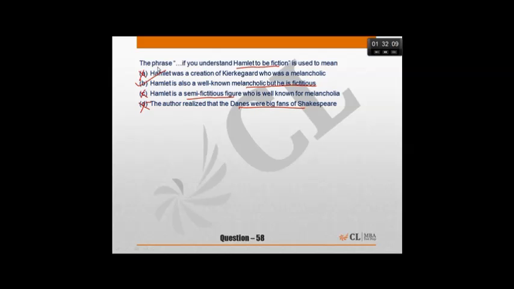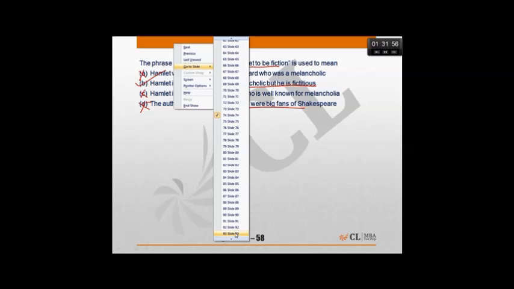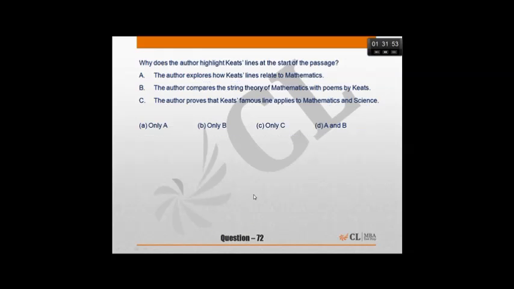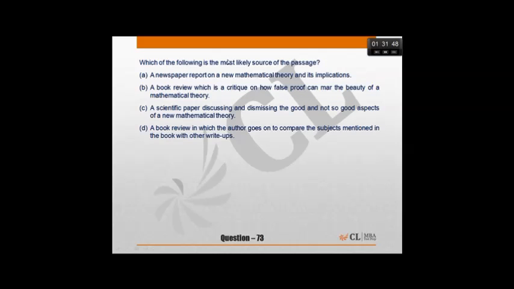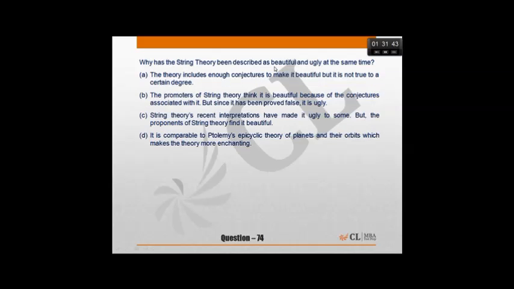Last passage. Can I take a chance? There's another 2-3 minutes, so let me just take a chance with the last passage, which was 72 to 74 also. Any question? Why does the author highlight Keats? We will need to understand the passage for this. Which of the following is the most likely source of the passage? I have no need to read this also. 3 questions or 4 questions? Yeah, 3 questions, 72 to 74. So let me just go back now to quant.